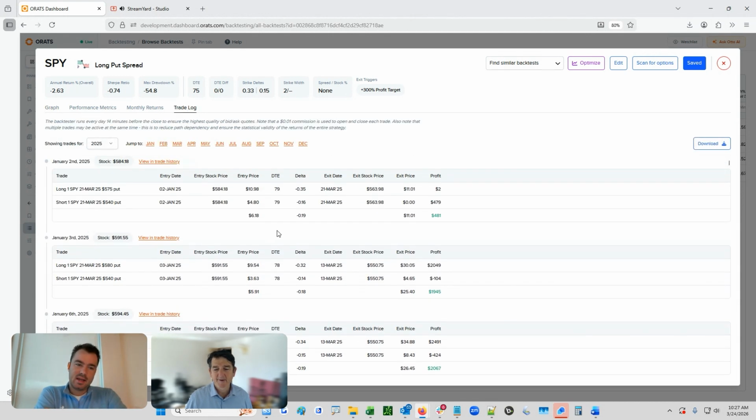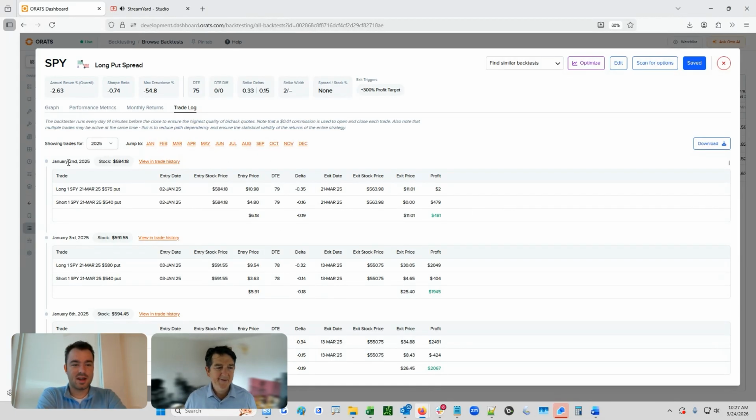So yeah, it's not a practical approach. You're not going to trade like that, but it's very useful for comparing backtests to other backtests and also optimizing the backtests. So yeah, Matt's pulled up the trade log here.